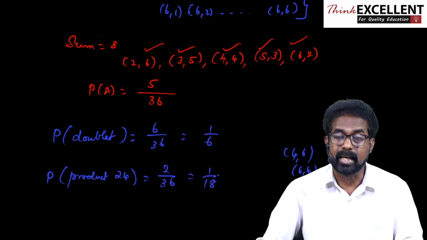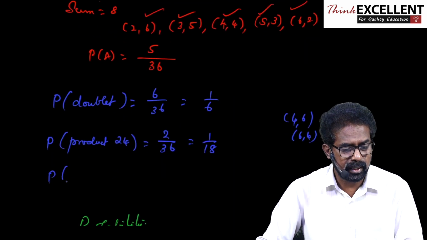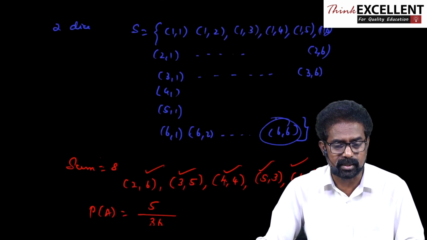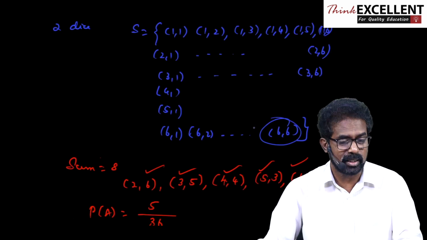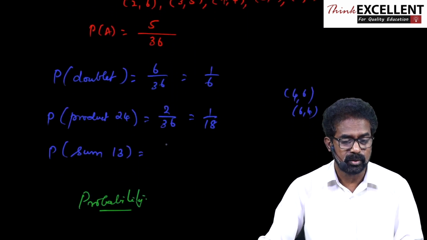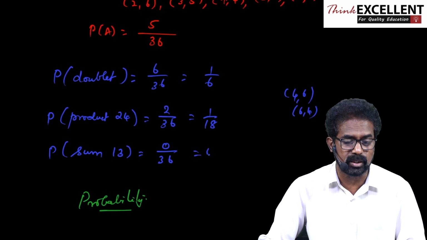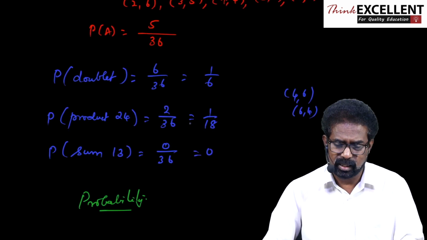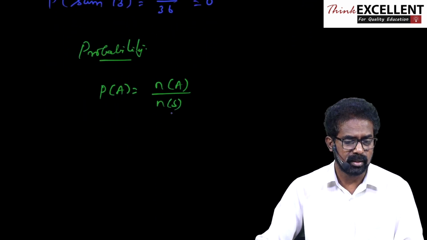Probability of getting a sum 13, when you add 2 numbers, you have to get 13. Where do you get 13? Maximum itself is 6,6, 6 plus 6 is 12. So there is no chance of getting 13. So 0 by 36, so the answer is 0. It is an impossible event, right? So the probability of an impossible event is 0. Okay, so like that you can write.